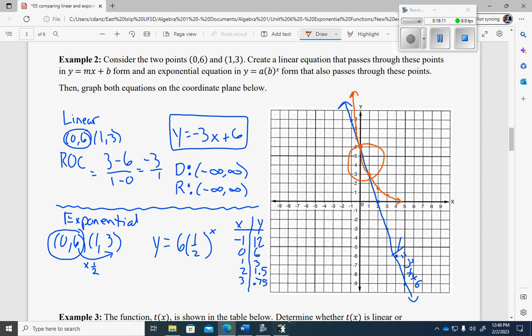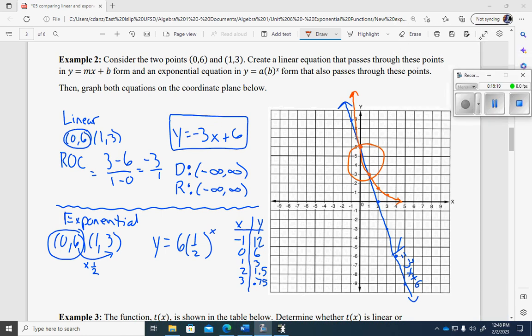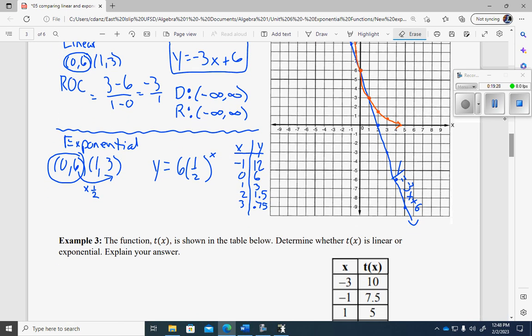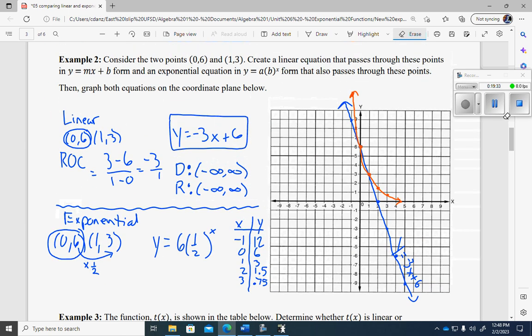It's hard to do it by hand, especially on a computer like this. It doesn't always come out as neat as you want it, but you do the best you can. Like, this would give me full credit. And I think I answered all the parts to that. So example 3. Oh, you know what I didn't do? I didn't label this. Y equals 6 times 1/2 to the x power.